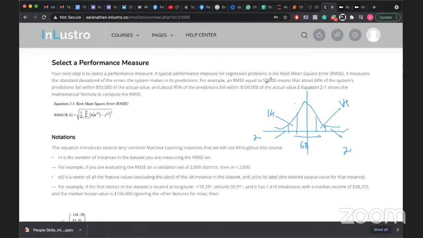So here what it says is that if RMSE is 50,000, that means what is 50,000? Standard deviation is 50,000. Right? That means that 68% of the system's predictions fall within $50,000 of the actual value. Within $50,000 means plus or minus 50,000. So 68% of the predictions fall within $50,000 of the actual value, and 95% of the predictions fall within 100,000. 2 standard deviations now, it is within 100,000.